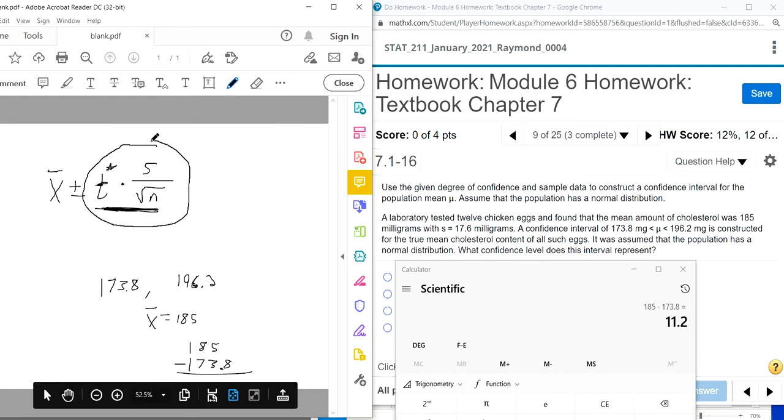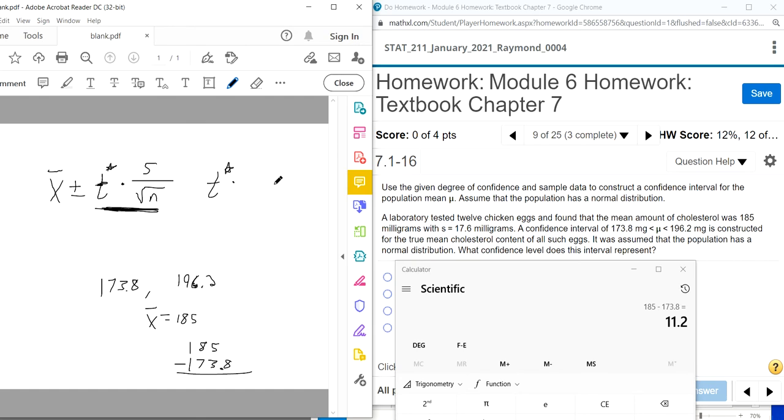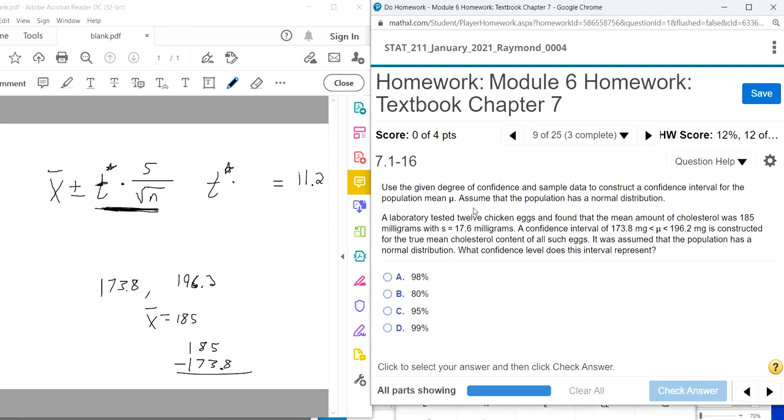That means this part is supposed to equal 11.2. T star times s over the square root of n is supposed to equal 11.2. Oh, actually, look, they already said the mean. I didn't even have to do all that to find the mean there. Okay, so the standard deviation, I'm going to plug in 17.6 here. It's a bad 7. And then what was the sample size? 12 chicken eggs. So square root of 12 goes down here. Now I just have an equation to solve for t.